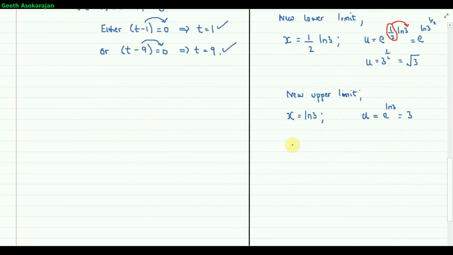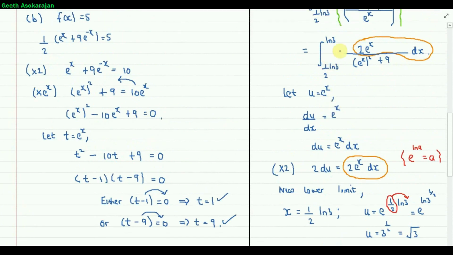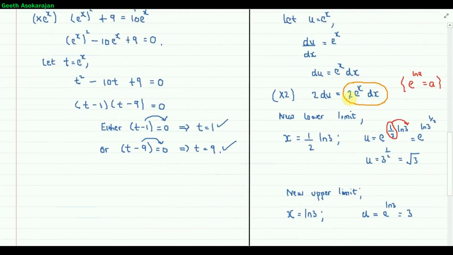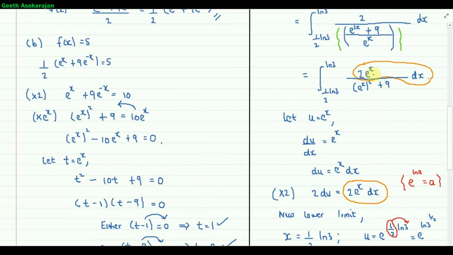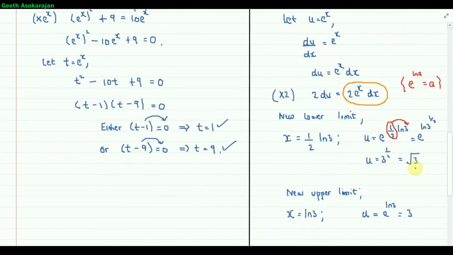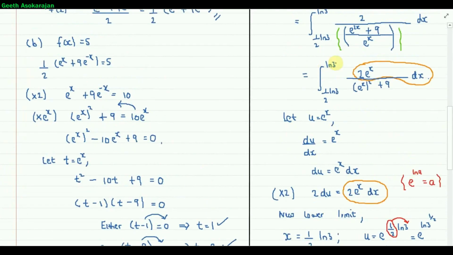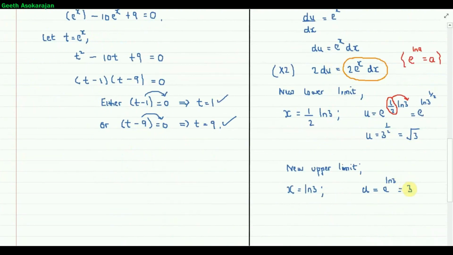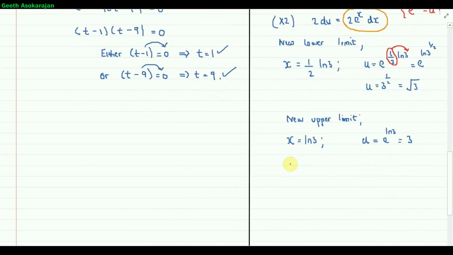Right, so let's move on to the substitution stage. Let's replace the data and substitute. This is the 2e to the x dx term. Let's replace that by 2 du, and the e to the x term here, we'll replace that by u to give us a u squared plus 9 in the denominator. As for the limits, half ln 3, we'll replace that by root 3, and ln 3 on top, we'll replace that by 3.